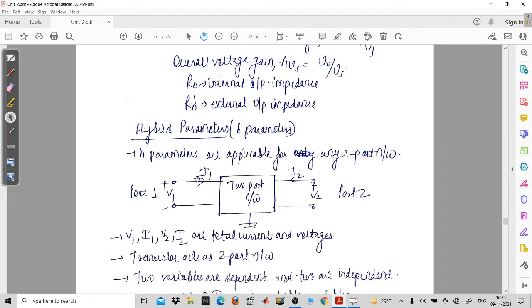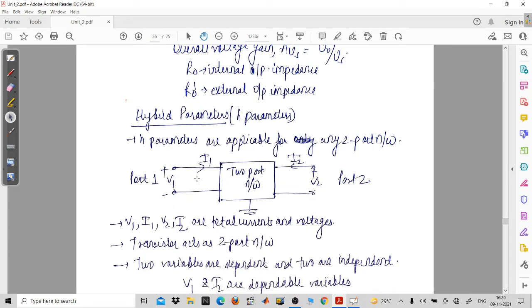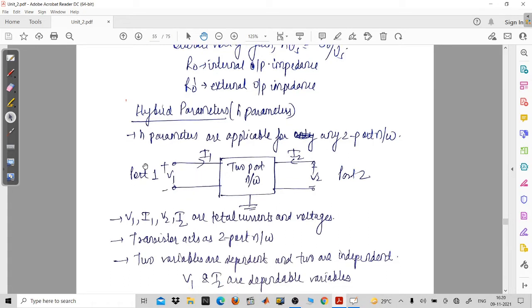These H parameters are applicable for any two-port network. So right now, what you have done, you have taken only the internal circuitry. You have not taken the external resistance into account. Now, what was the external resistance? That will be R equivalent.